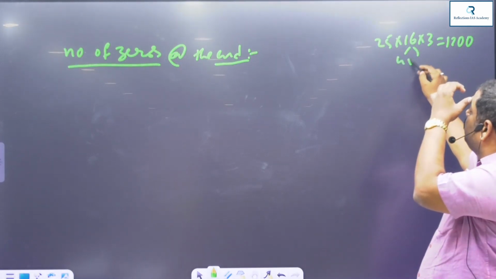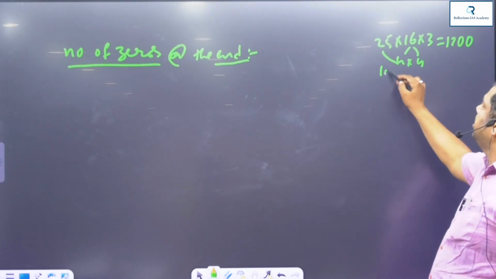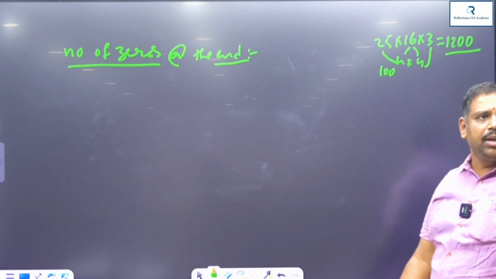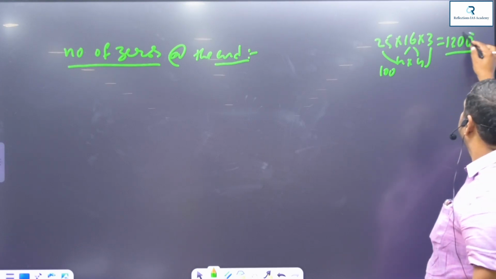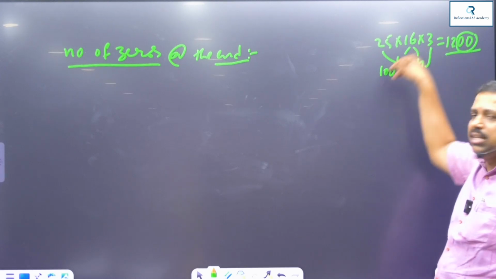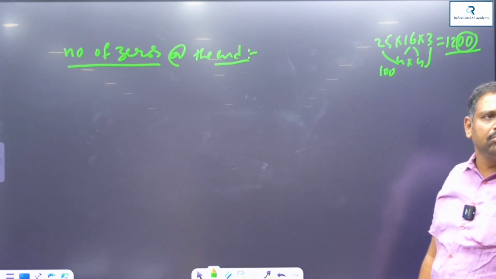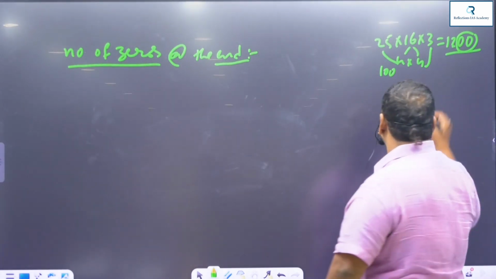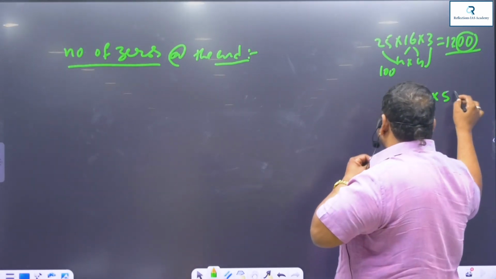This I'll write as 4 into 4. 25 4s are 100. 4 3s are 12. 1200. Okay. How many zeros you got at the end? Next time onwards, if I give a question like this, you should not multiply and you have to say that number of zeros are 2 at the end. Got it? To get zeros, always remember that 2s and 5s are responsible because 2 5s are 10.